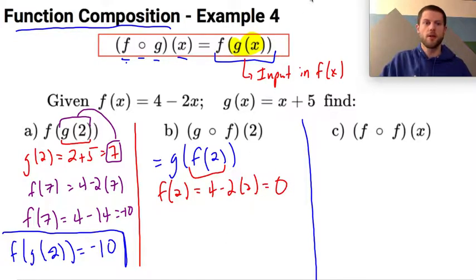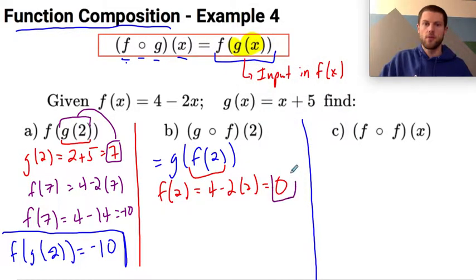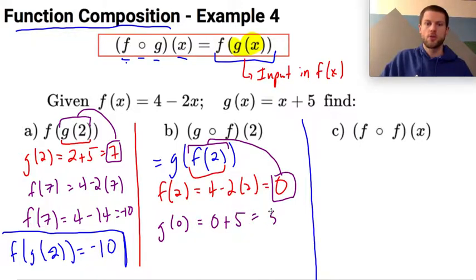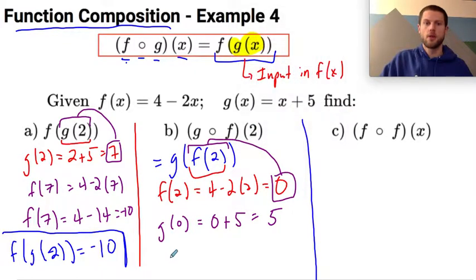That's pretty nice. Now let's take that value and put that into my g function. So now I want to find what g of 0 is. g of 0 is 0 plus 5, which is equal to 5. So what does that mean? That means that g of f of 2 equals 5.